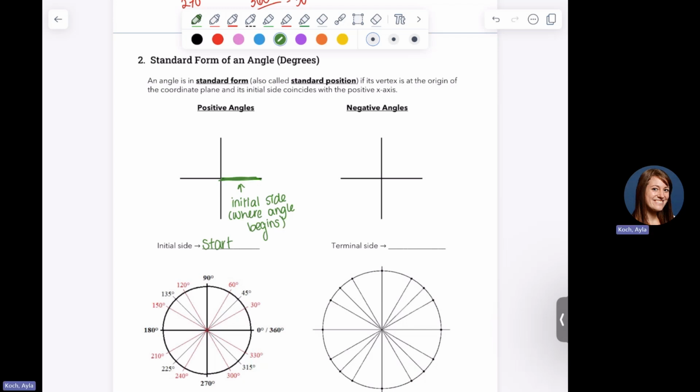And for positive angles, we move counterclockwise. So we move opposite the way a clock moves. A positive 90-degree angle would move in that counterclockwise motion. It would go all the way up to here. That would be its terminal side, where the angle ends.